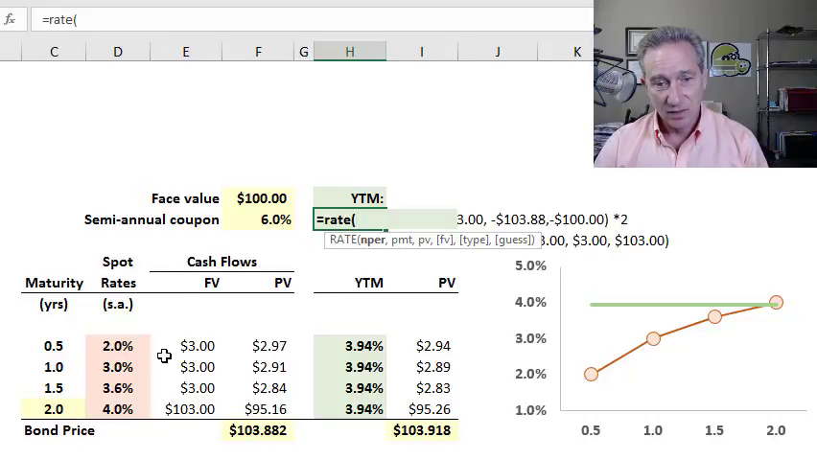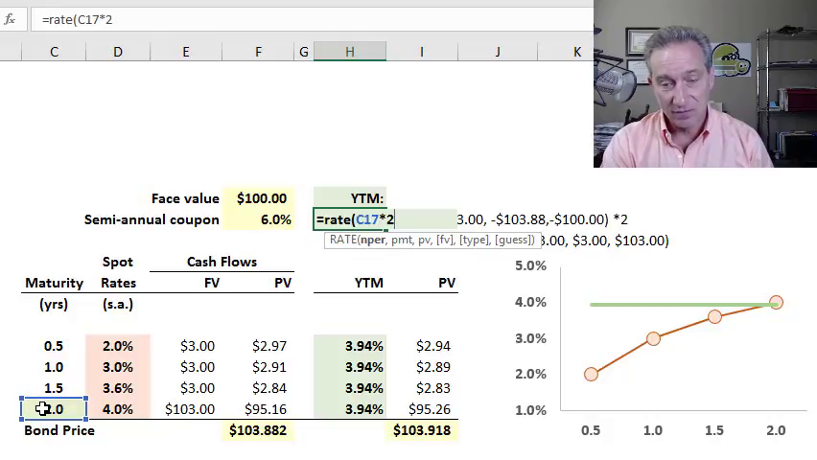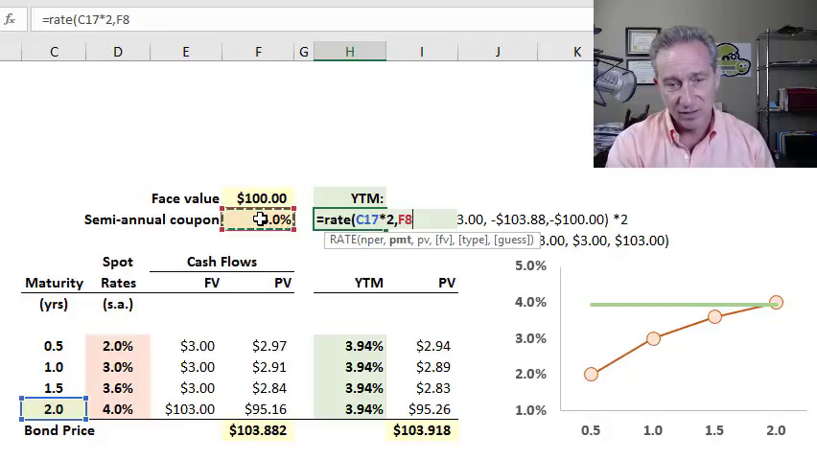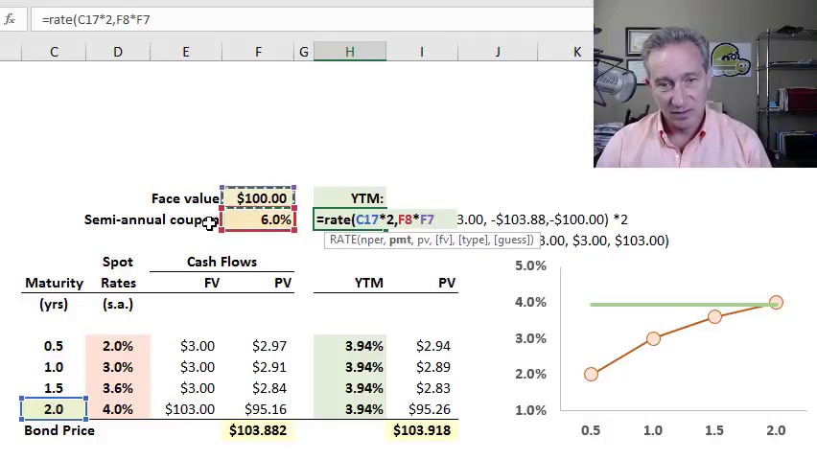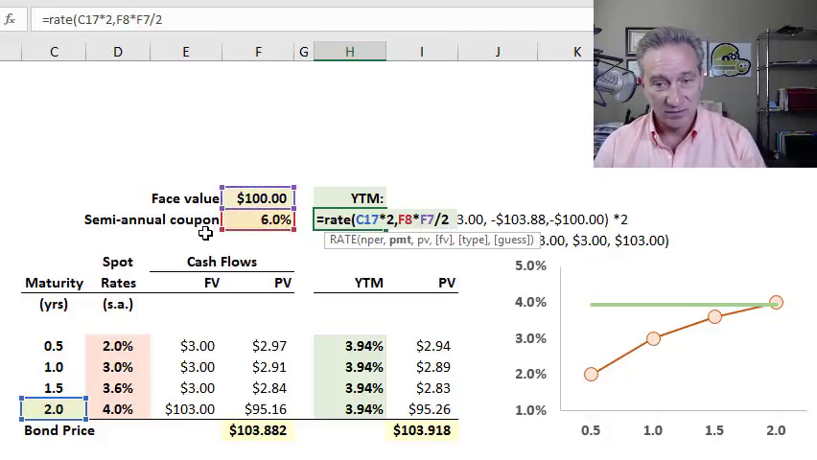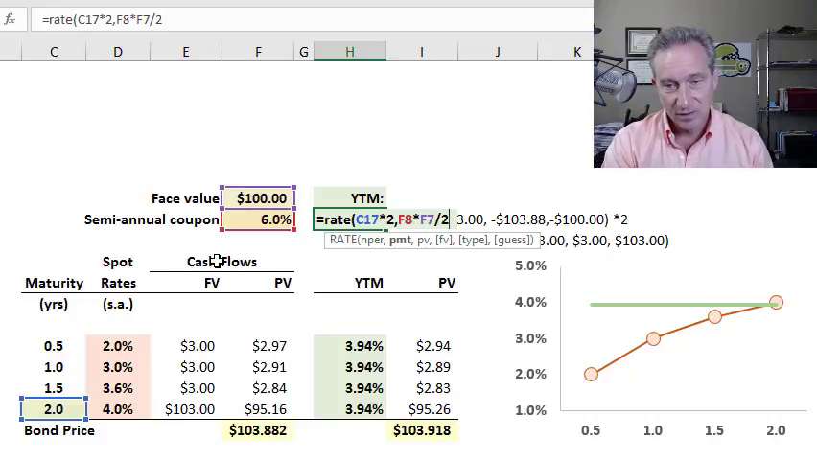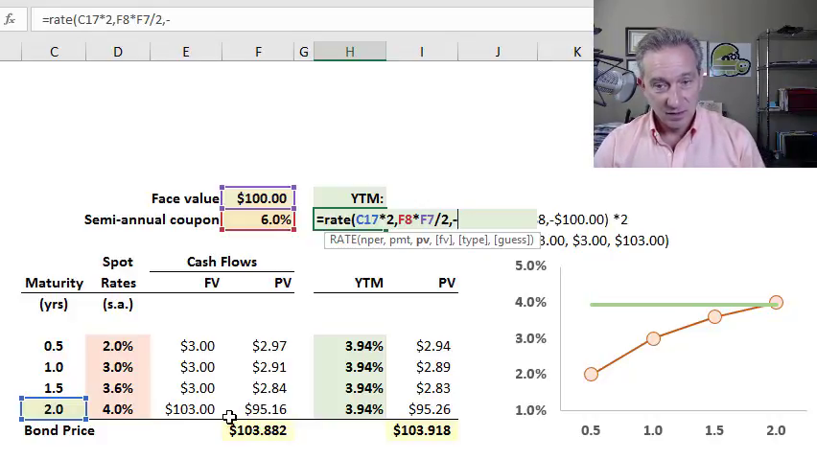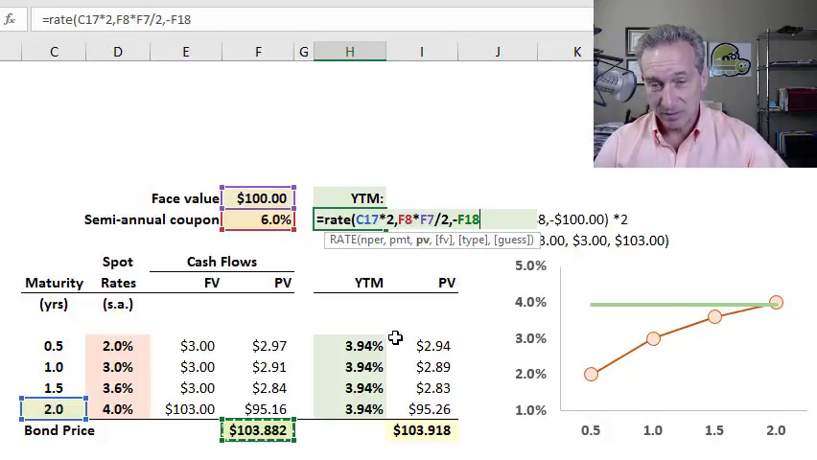Okay, semi-annual. So that means the number of periods here is really 2 times 2 or 4. And then my coupon payment is my 6%. I like to start with a percent times the face value, and then to be consistent with my semi-annual or 2 periods per year, I divide that by 2. So that's realistically going to be the $3. And then my present value or price is the 103.882. I like to put a negative in front of it because I think about it in terms of a cash outflow, as if I'm paying for this bond.